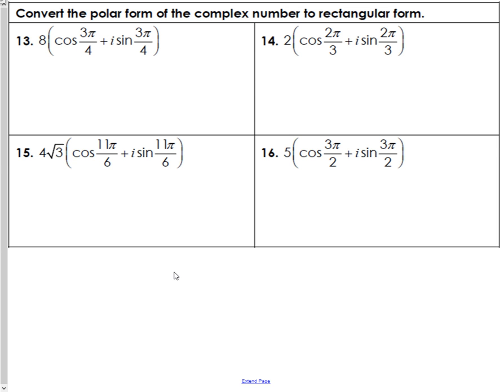So in addition to going from rectangular to polar form, we also want to be able to go from polar form to rectangular form. This is actually much quicker, and many of our final answers will ask for us to put them into rectangular form. So it's good to know how to do this very quickly.